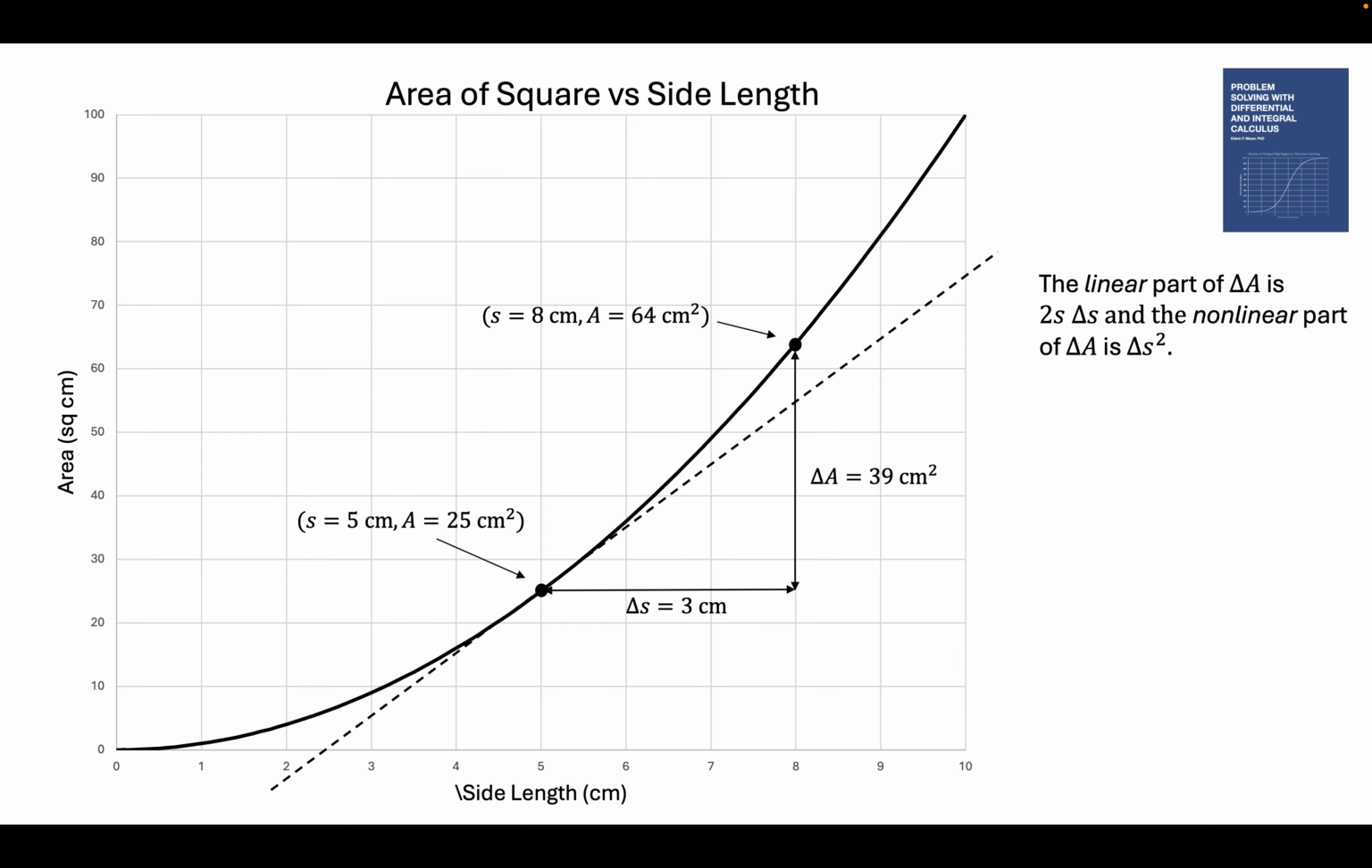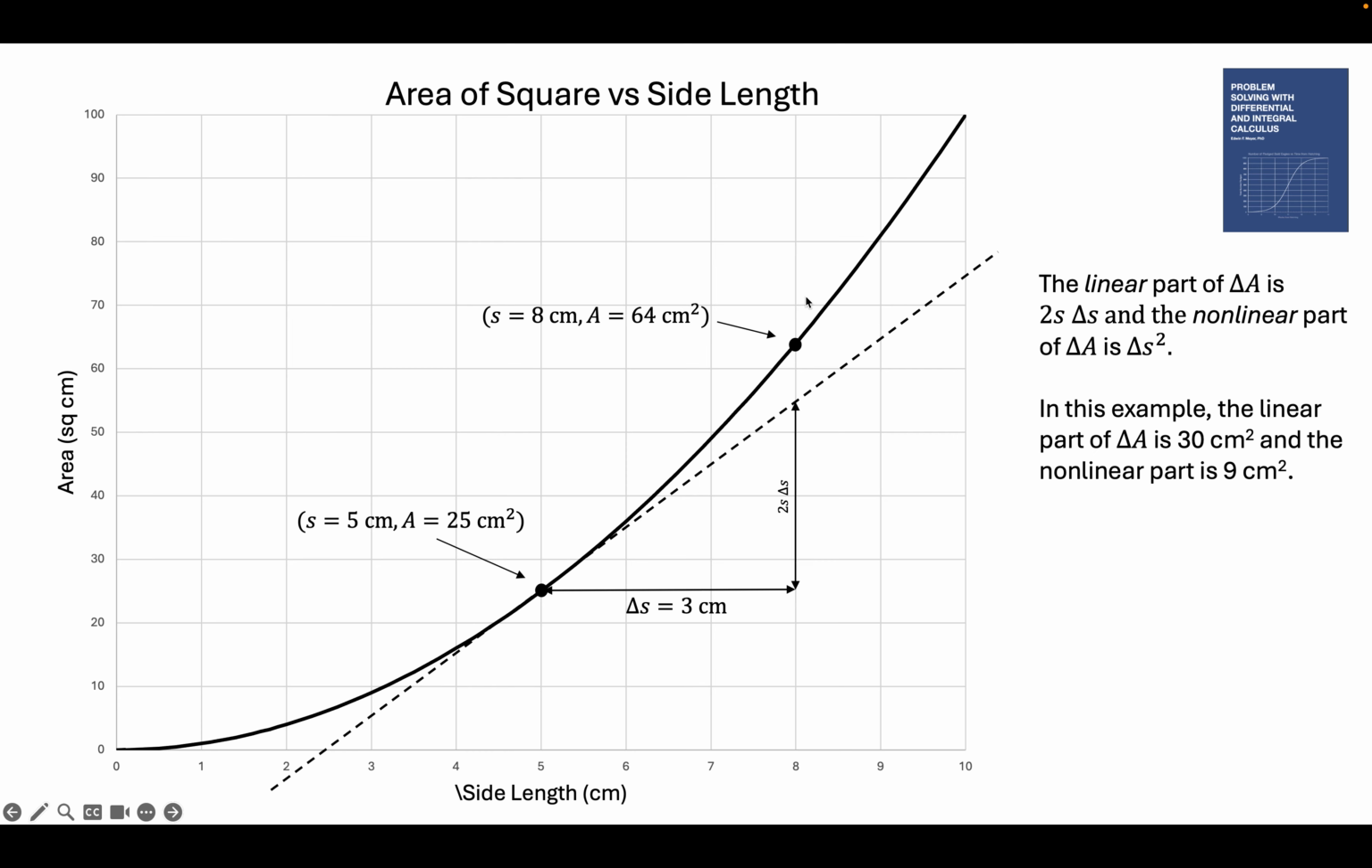The linear part of delta A is 2s delta s. That's responsible for the straight line. The nonlinear part, delta s squared, is responsible for the deviation from the straight line. So this part is the linear part. The linear part in this case is 30 square centimeters. The nonlinear part is 9 square centimeters, and the nonlinear part is right here.